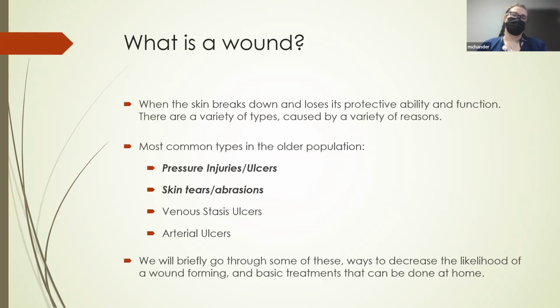So what is a wound? A wound at its basis is when the skin breaks down and loses its ability to protect and function. There are lots of different types of wounds. They're usually caused by a variety of reasons. Some of the most common that we see in the older population are pressure injuries, pressure ulcers, skin tears, abrasions, lacerations. You also do often see with folks who have poor circulation or heart disease, venous stasis ulcers and arterial ulcers. Today, we're going to be mostly focusing on pressure injuries and pressure ulcers, and then also skin tears / abrasions, because those are the most common and the most easily looked at and recognized.